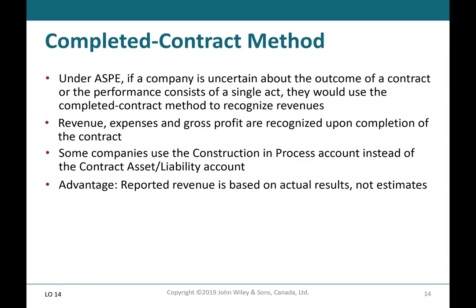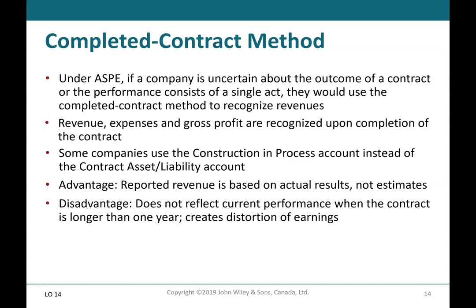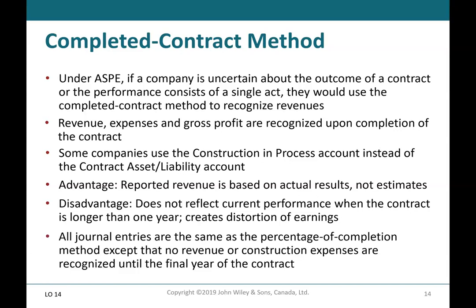Advantage: reported revenue is based on actual results, not estimates. Disadvantage: does not reflect current performance when the contract is longer than 1 year. It creates a distortion of earnings. All journal entries are the same as the percentage of completion method, except that no revenue or construction expenses are recognized until the final year of the contract.